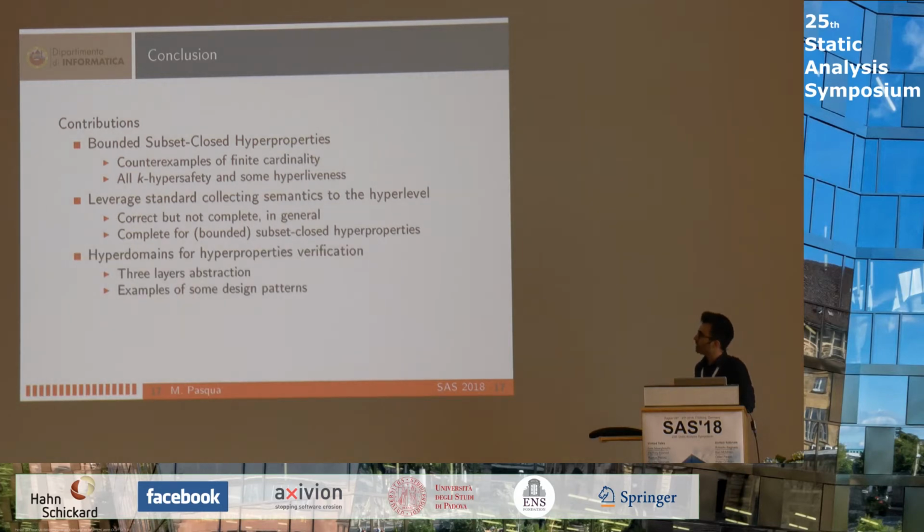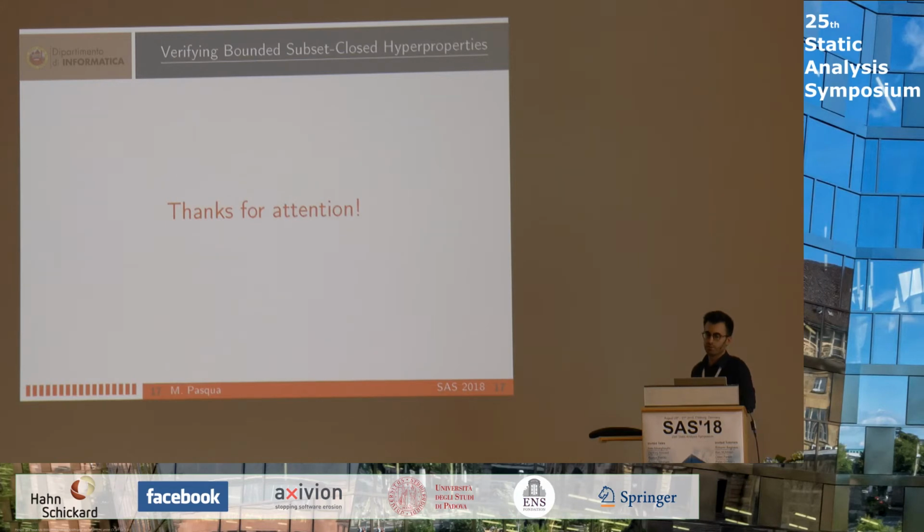And then we specify how to build a hyperdomain for the verification of hyperproperties, with three layers of abstraction, and we give some design patterns for building hyperdomains. The application we took into consideration here is non-interference and abstract non-interference, but in future work we want to verify other hyperproperties. So that's it. Thanks for your attention.